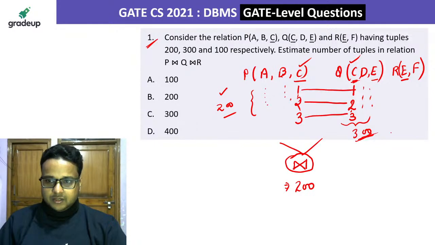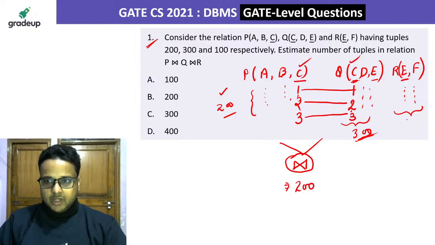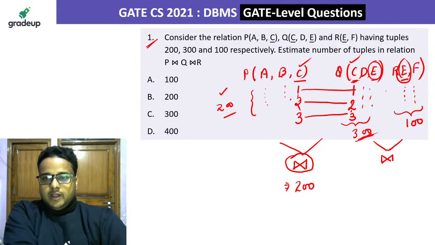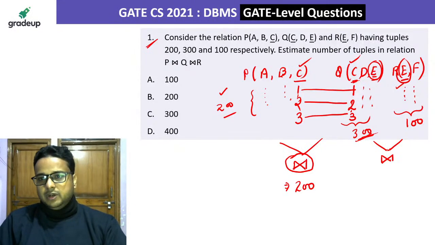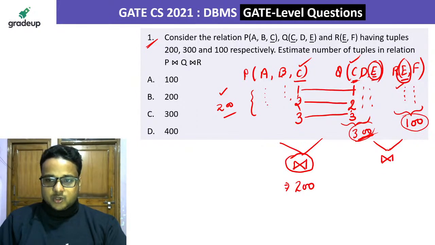Now the next is table R. How many tuples does R contain? It contains 100 tuples. If you join these two tables using natural join, E is common, so on the basis of E you have to join. Because E is the primary key here and a unique key may be possible there, if you combine them, it has 300 and it has 100, so obviously 100 will be there.